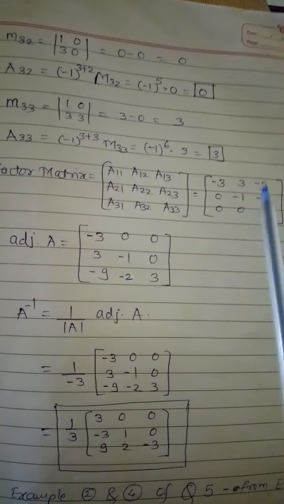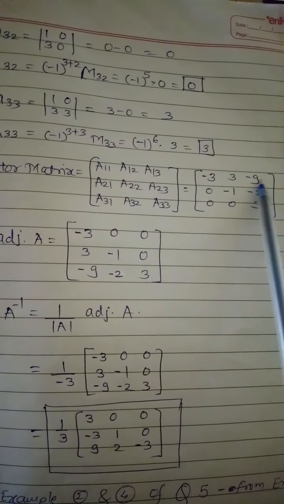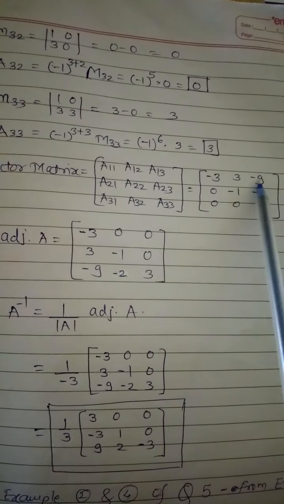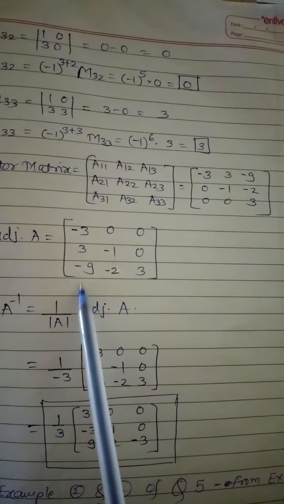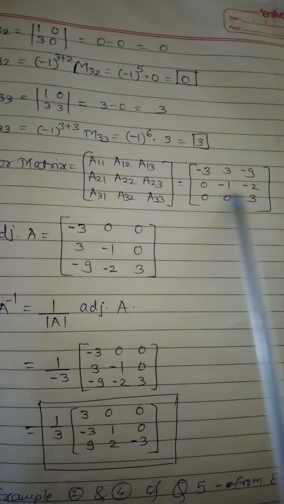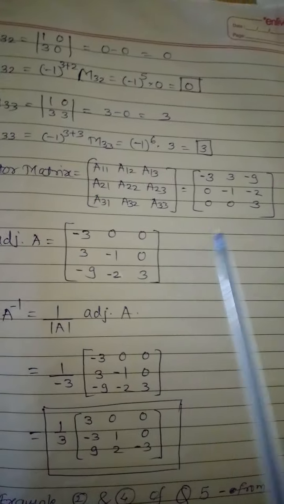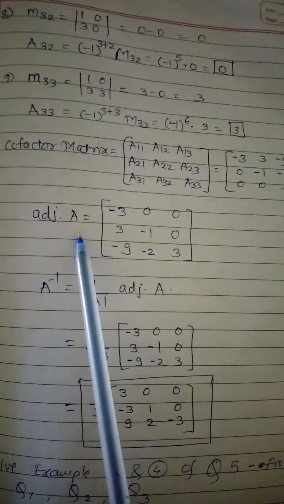How can we take the transpose? The first row becomes a column, so -3, 3, -9 becomes a column. The second row becomes the second column, and the third row becomes the third column. Here we get the adjoint of A.